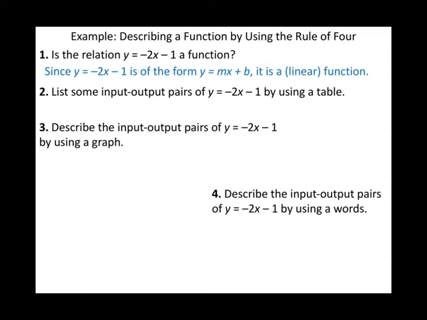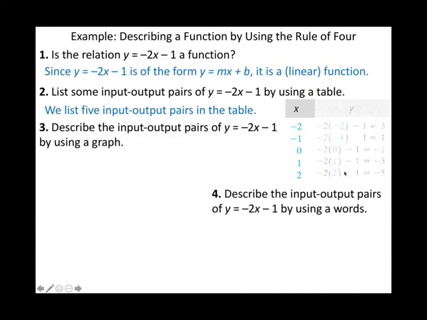Number 2, list some input-output pairs of y = -2x - 1 using a table. For the table, I'm going to plug in these 5 points. You could make up any values. You could do 0, 1, 2, 3, 4, and then plug them into the y to find out what the output is. So you could get this.